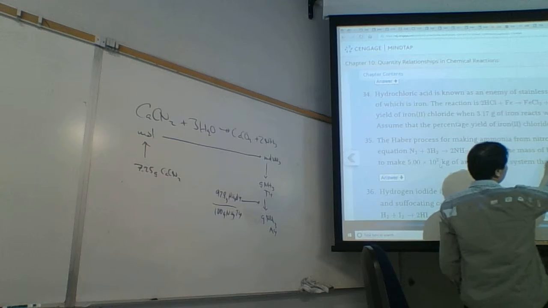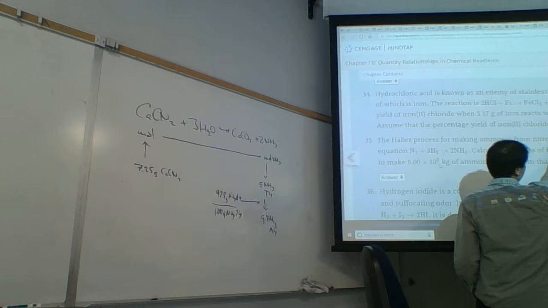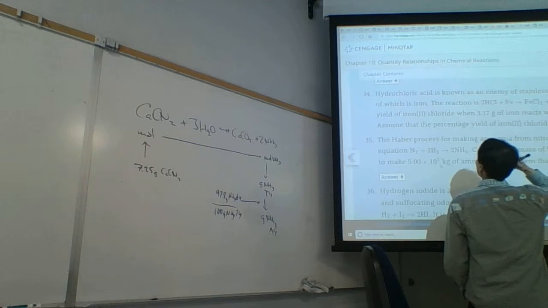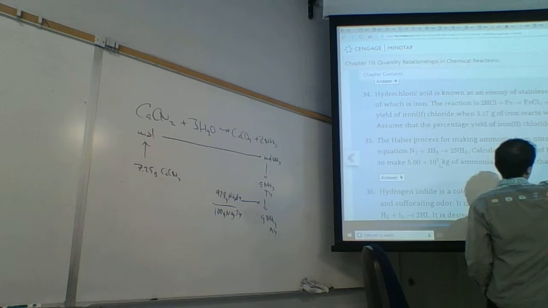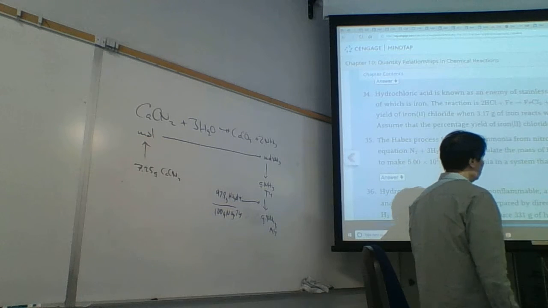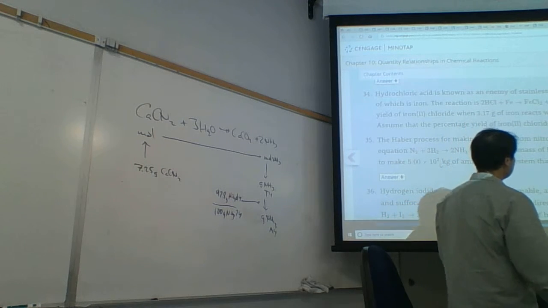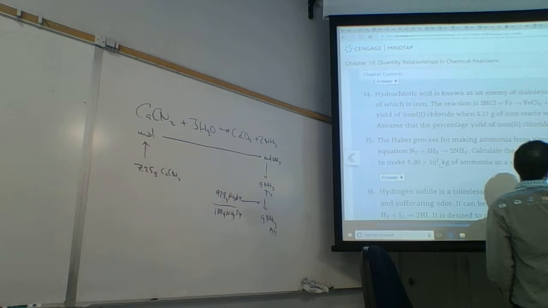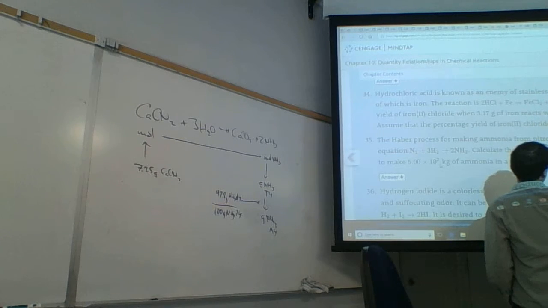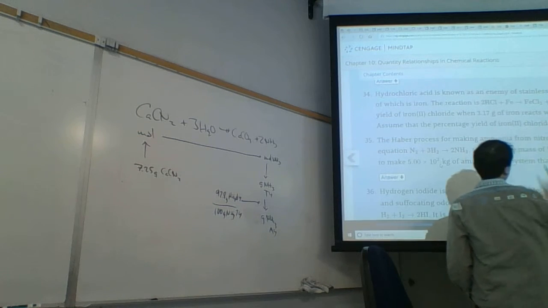What's going to happen is we're going to lose some of it because this reaction only has a 76.6% yield. Actually, we lose a lot of it. And so we have to add one more conversion factor, that is 76.6 grams of iron 2 chloride actual yield for every 100 grams of iron 2 chloride theoretical yield.